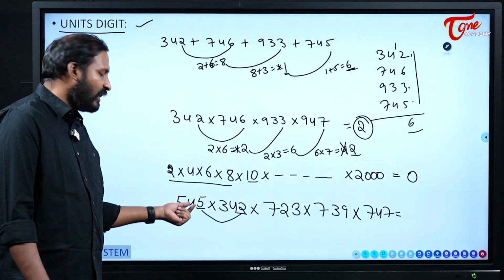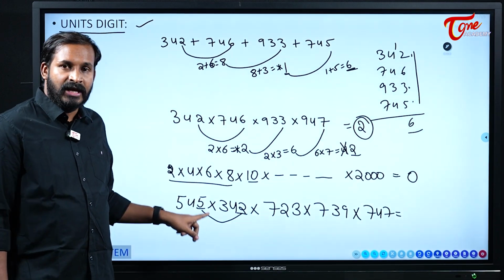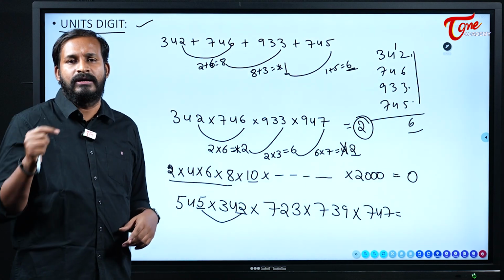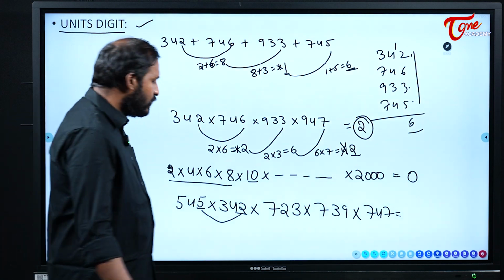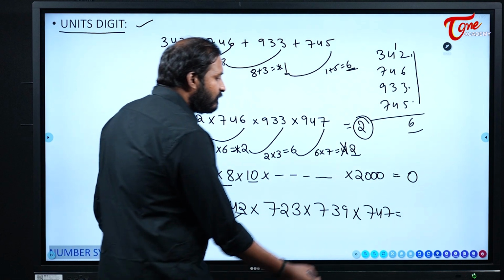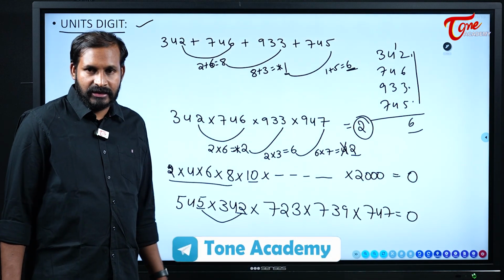So whenever you see 5 in any question, our first thought should go to the 5. And if there is a 5, then immediately we need to check whether there is at least one even number. At least one even number is sufficient. We can say that the units digit is 0. So here I have 5 and one even number, which is 2. So I can say that my units digit will become 0. If only odd numbers are there along with 5, that is different.